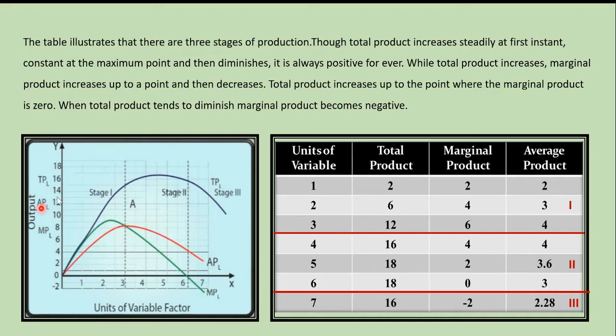Here on the y-axis you have the output. Output is taken for each unit. 2 units are taken: 0, 2, 4, 6, 8, 10, 12, 14, 16 and 18. On the x-axis each unit represents 1 laborer. On the y-axis each unit represents 2 units of output. Okay. Am I clear? Are you able to understand? Now look at this graph. The total product is shown as a blue color curve, the average product red and the marginal product green. First come to this total product. When 1 unit of laborer, you get 2.